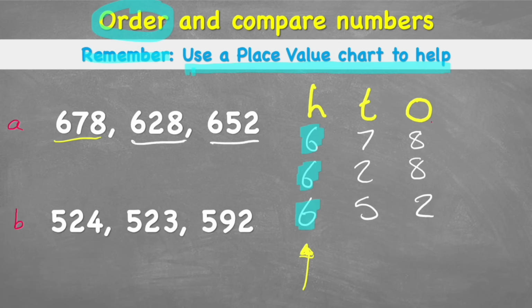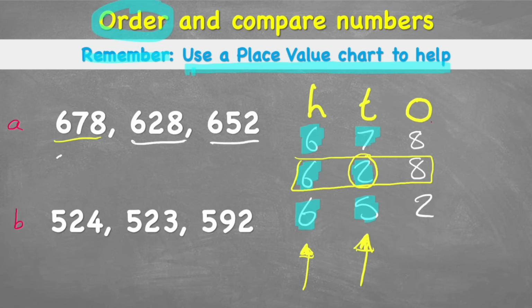So now what we'll do is look in the next biggest value, which is our tens, and now we can see some differences. I have a 7, a 2, and a 5. Well, which one's our smallest? Well, obviously, a 2 is smaller than the 5 and the 7. So therefore that automatically means that this number here has to be smaller than either of the other two, because the 2 in the tens column can never be greater than the 7 in the tens column or the 5 in the tens column. So therefore our smallest number in this case is 628.